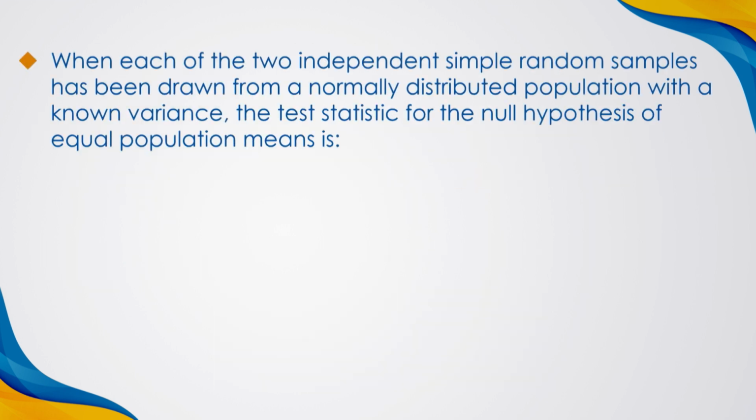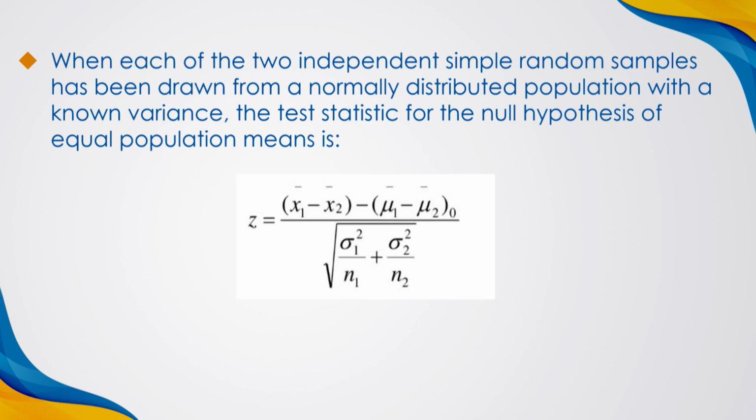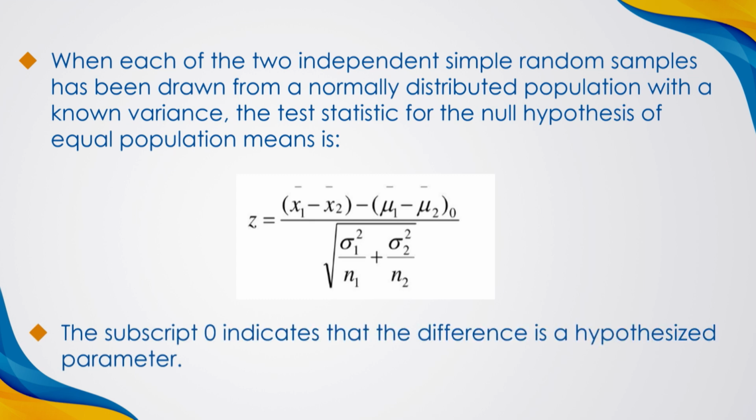When each of the two independent simple random samples has been drawn from a normally distributed population with a known variance, the test statistic for the null hypothesis of equal population means is Z equal to x1 bar minus x2 bar minus (mu1 minus mu2) sub 0, divided by square root of sigma 1 squared by n1 plus sigma 2 squared by n2. The subscript 0 indicates that the difference is a hypothesized parameter.